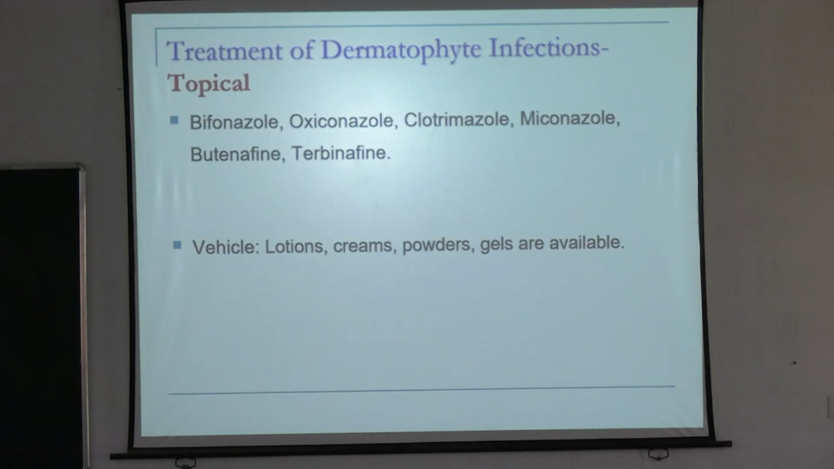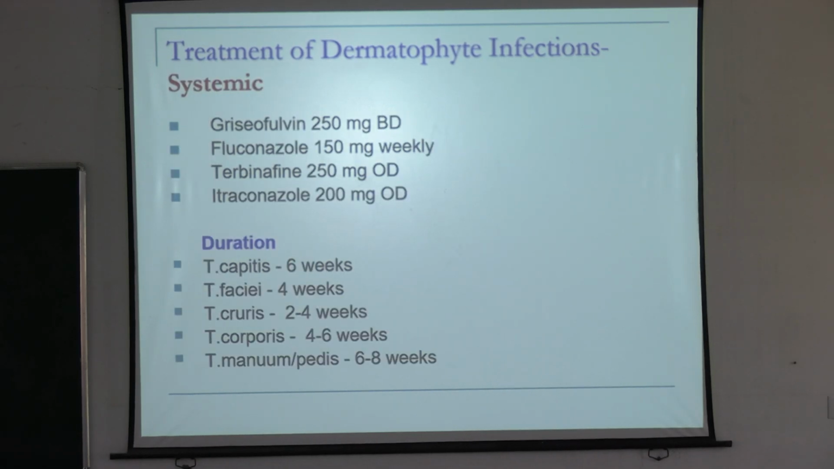Then I come to the treatment. So we mostly use azoles. So bifonazole, oxiconazole, clotrimazole, miconazole, butenafine, then terbinafine. So we have vehicle forms: lotions, creams, powders, gels are available. Systemic we use griseofulvin, fluconazole, terbinafine, itraconazole. Duration is mostly 4 to 6 weeks. It can be up to 8 weeks. For nails, we can go up to 6 months.